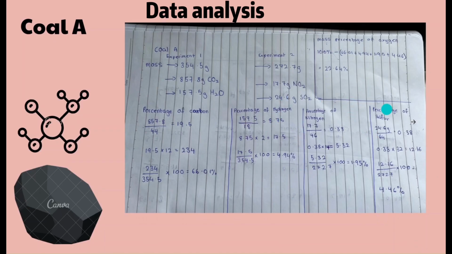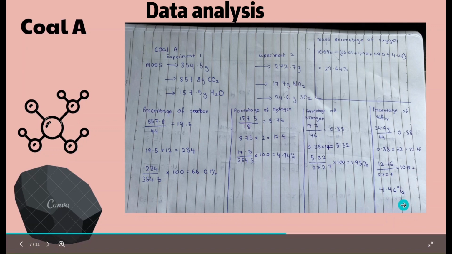This is the data table for coal A, and to get the percentage of sulfur, we need to divide the mass of sulfur dioxide with the molar mass of sulfur dioxide to get the mole. Then the mole of sulfur dioxide is times by the molar mass of sulfur to get the mass of sulfur. Mass of sulfur is then divided by the total mass of products times by 100 to get the percentage mass of sulfur.